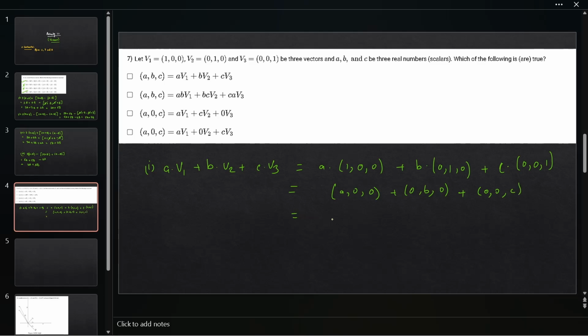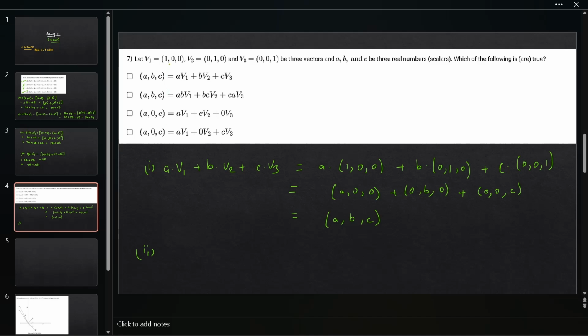So now if we do the vector addition, it would become a, b, c. Here we can repeat the same process for the rest of the options as well, but because we are solving mathematics, let's try to do some observations. Let's observe a few things.